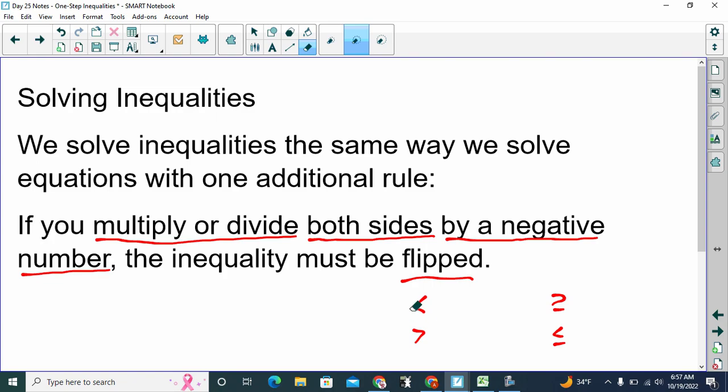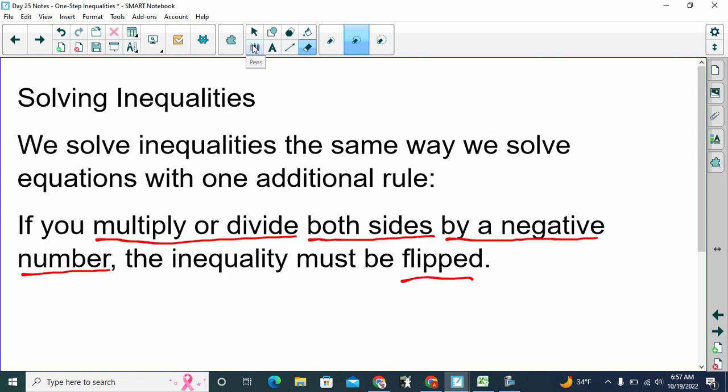So again, we solve inequalities exactly the same way we solve equations. There's just one more rule we need to keep track of. That one additional rule is if you multiply or divide both sides by a negative number, the inequality must be flipped. So just one more thing we need to keep track of.